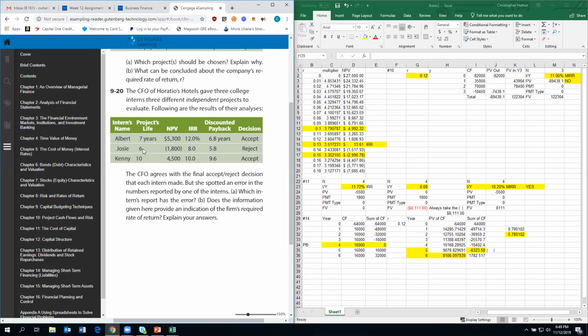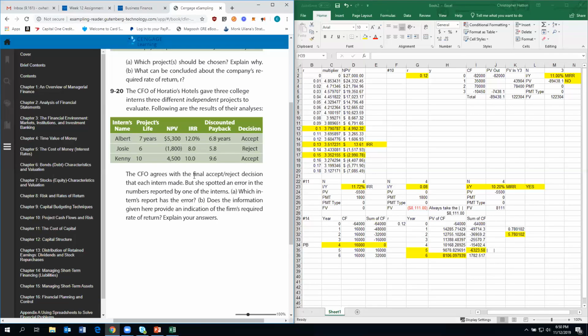So Josie's project useful life is 6 years, net present value is negative, IRR is 8, discounted payback is 5.8. We reject based on net present value. But there is a discrepancy here, and we'll get into that. Kenny: project life 10 years, discounted payback 9.6, IRR 10%, and net present value is positive.